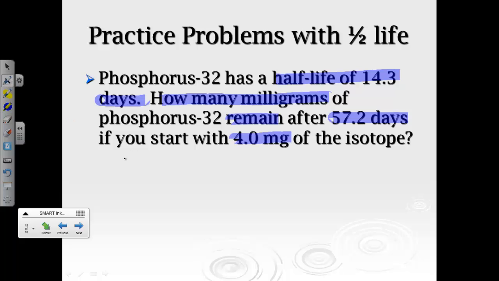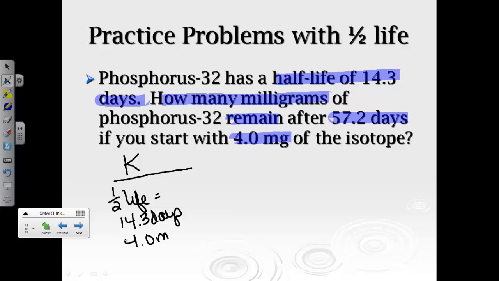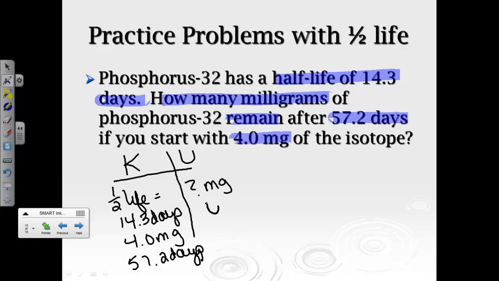So let's do our organizational chart. If we think about the known, what did they tell us? Well, they told me that half-life is equal to 14.3 days. So that's how long it's going to take to go past. I know that my original amount was 4.0 milligrams. I also know that 57.2 days are going to have gone past. What's the unknown? What am I looking for? How many milligrams are left after all of that process has gone by?